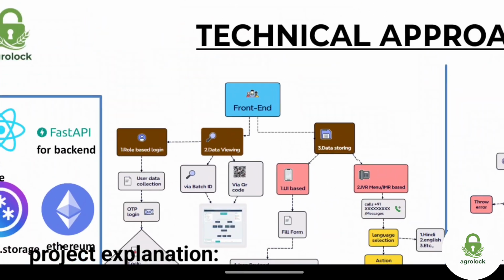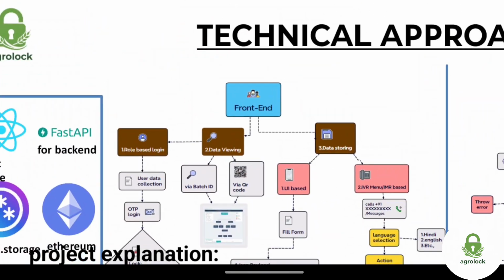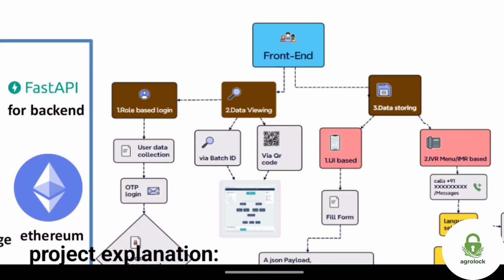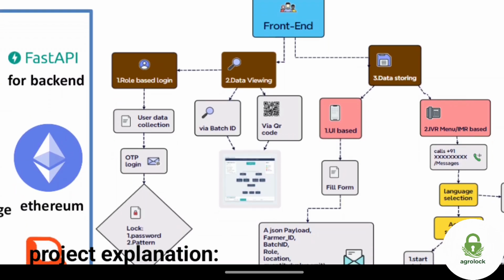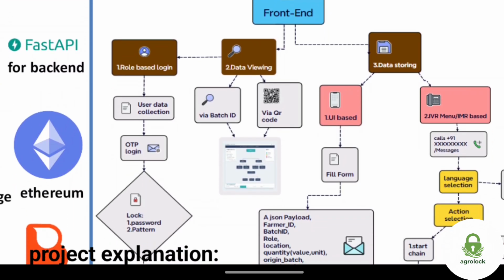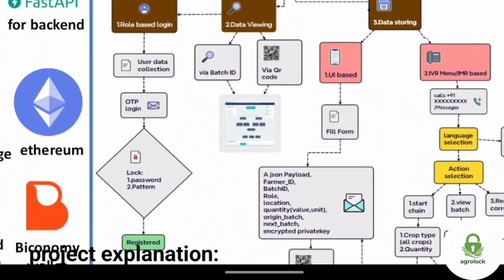As you can see in the front end, there are three details. In the first, role-based login, the user data collection happens. With the OTP login, the user can easily log in to the page. There the lock is set with a pattern or a password and the registration is completed.